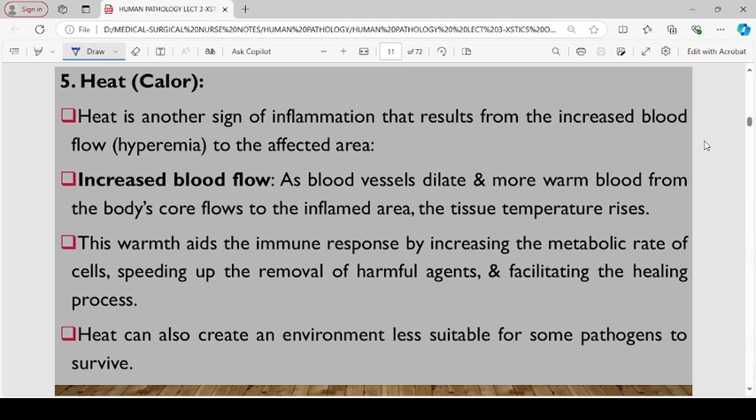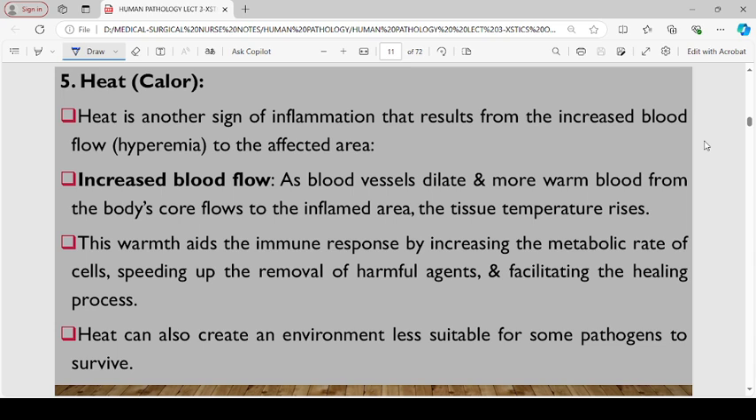The last cardinal sign of inflammation is heat. Of course, it's another sign of inflammation that normally results from increased blood flow, that is hyperemia, to the affected area. When you have increased blood flow, this normally happens as the blood vessels dilate and more warm blood from the body's core flows to the affected area. The tissue temperature normally rises.